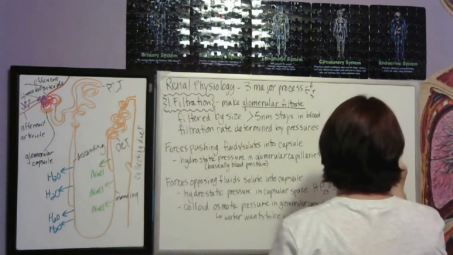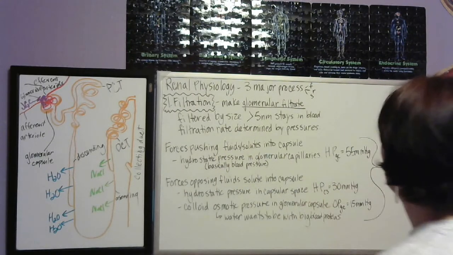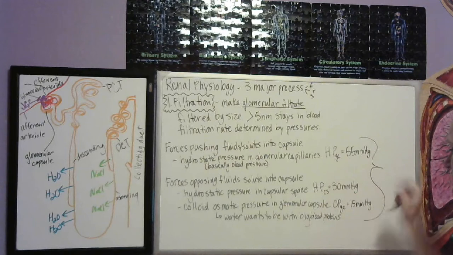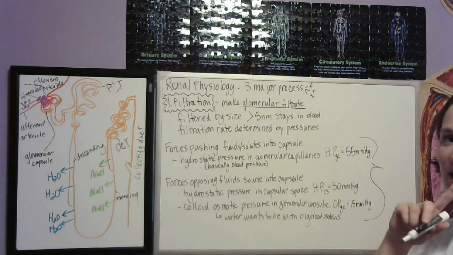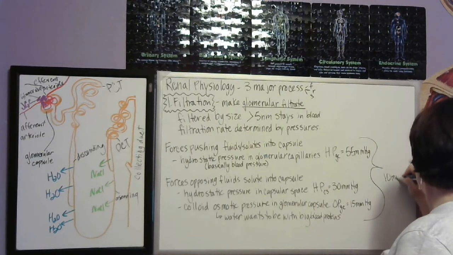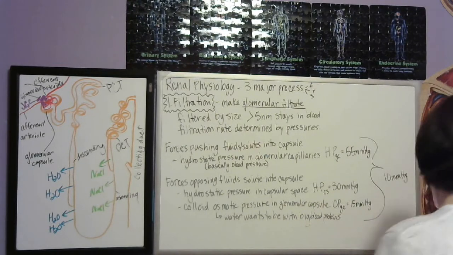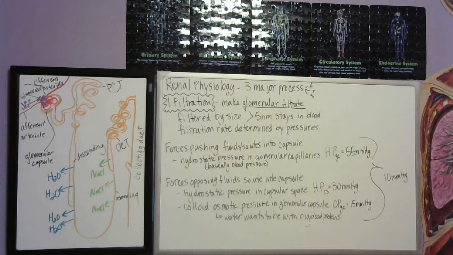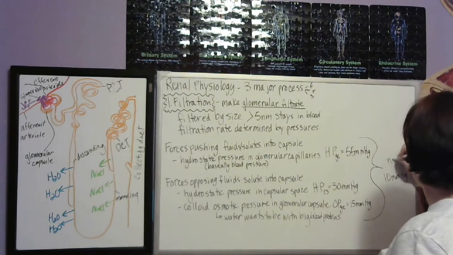So if you have 55 millimeters pushing it out and 30 plus 15 millimeters of mercury opposing it coming out, then you get an average of 10 millimeters of mercury, which is the net pressure out.